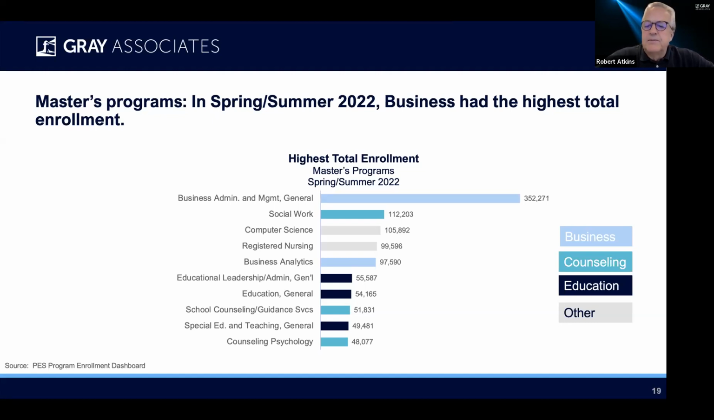Then we see a couple of other programs, computer science and registered nursing, up here in the top. Business, we see striking again with business analytics. And then it's education with 3 slots: educational leadership, education general, and special ed teaching general. And finally, we have counseling, with school counseling, guidance services, and counseling psychology as 2 of the largest at the master's level.